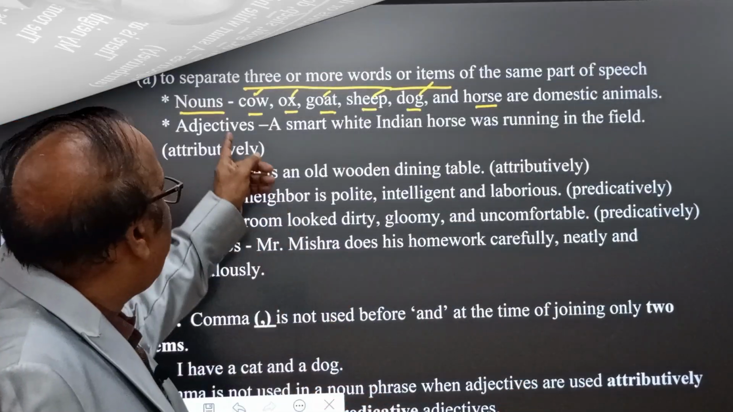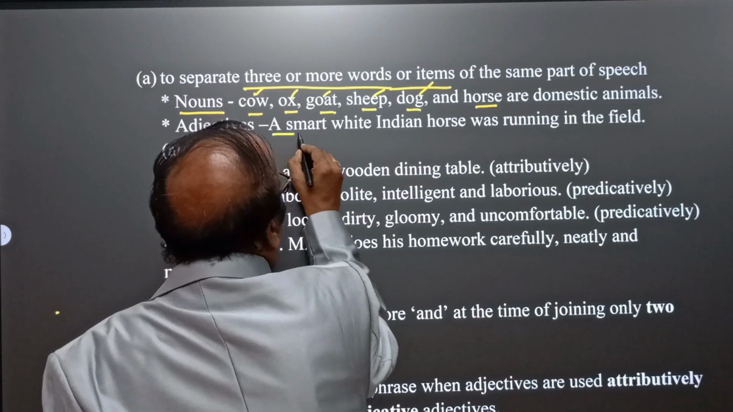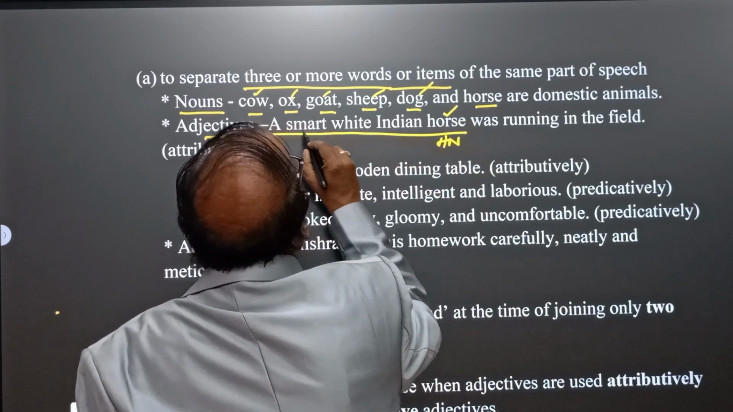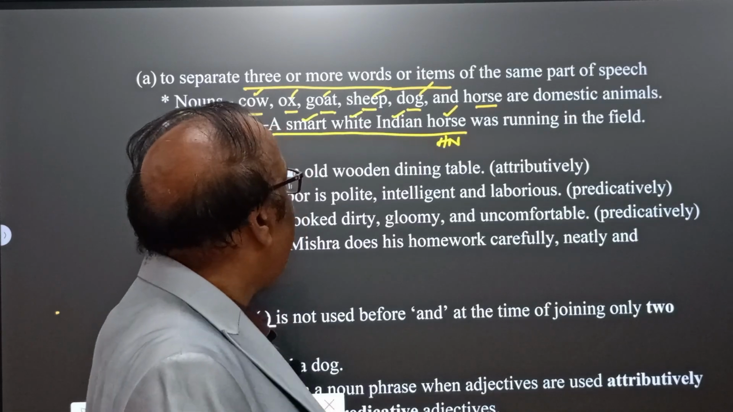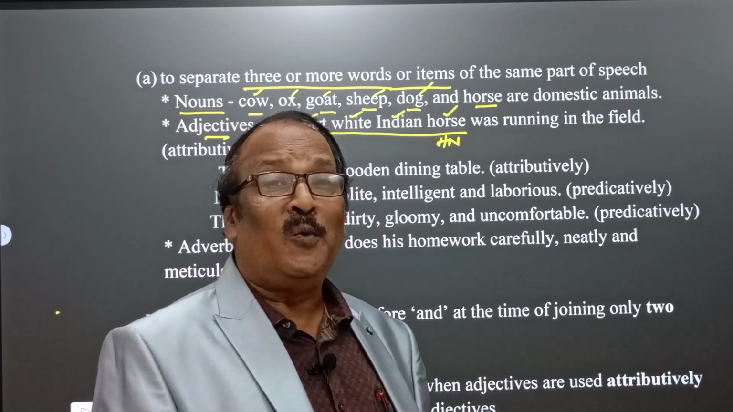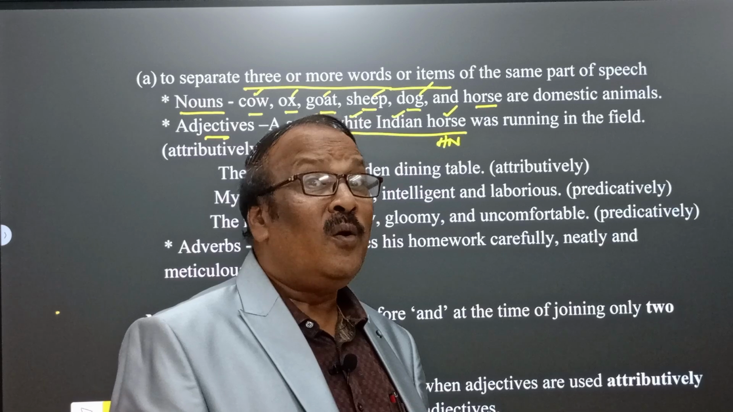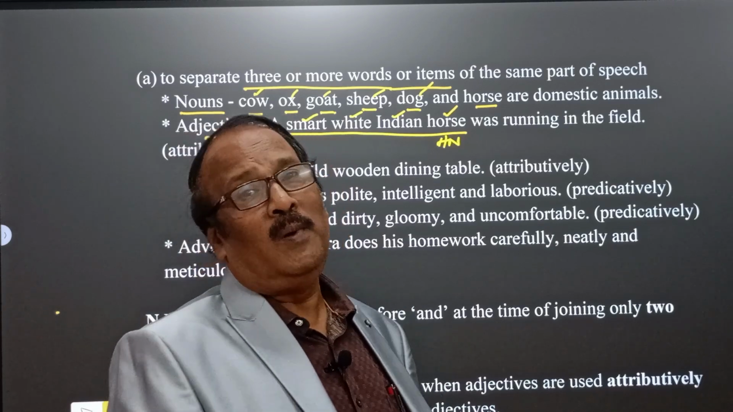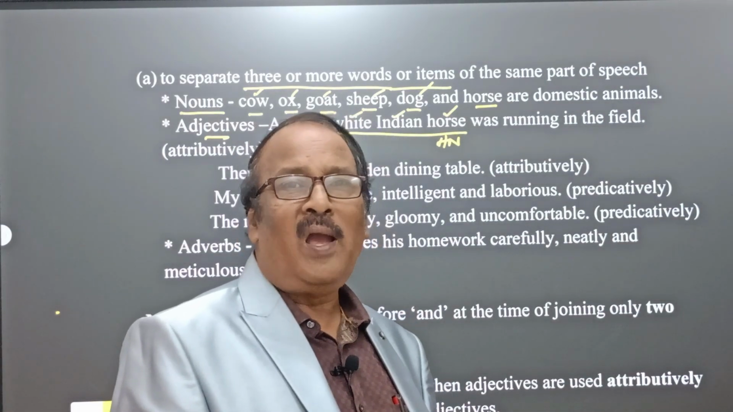Am I clear? Adjective. A smart white Indian horse was running in the field. You see here, a smart white Indian horse. Horse is the head noun, and here we have smart, white, Indian, 3 adjectives attributively used, and therefore there is no comma. So whenever we use adjectives before the head noun in a noun phrase, comma is not used, remember. But when we use adjectives predicatively in the predicate part to qualify the noun, in that case comma is used.